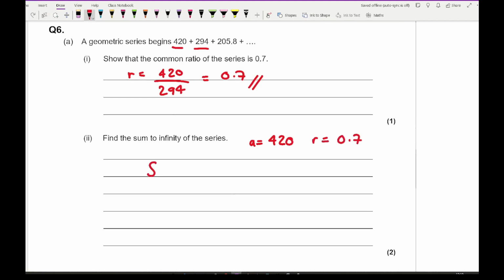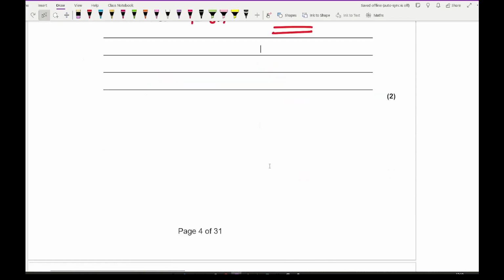So here the sum to infinity is going to be 420 divided by 1 minus 0.7. And if I type that all into my calculator, I get an answer of 1400.